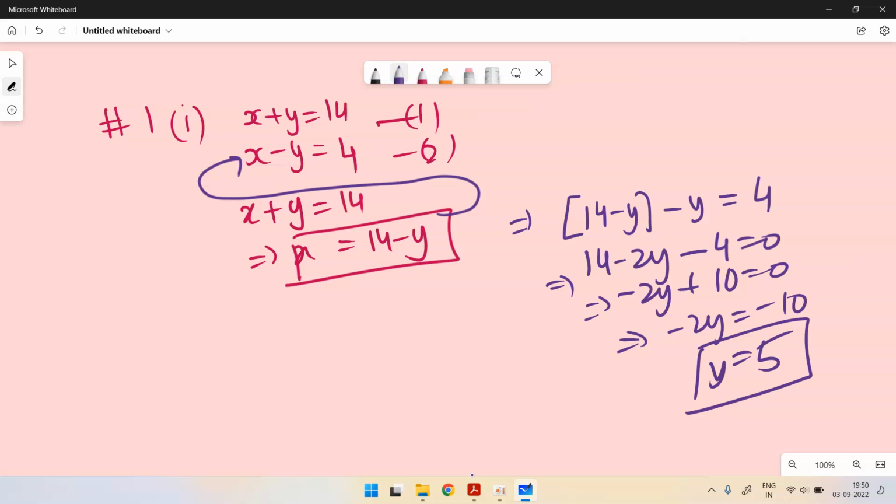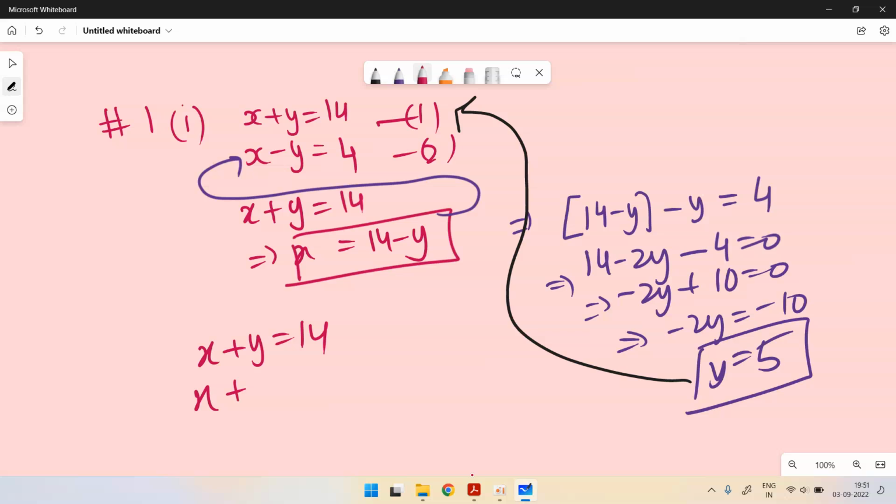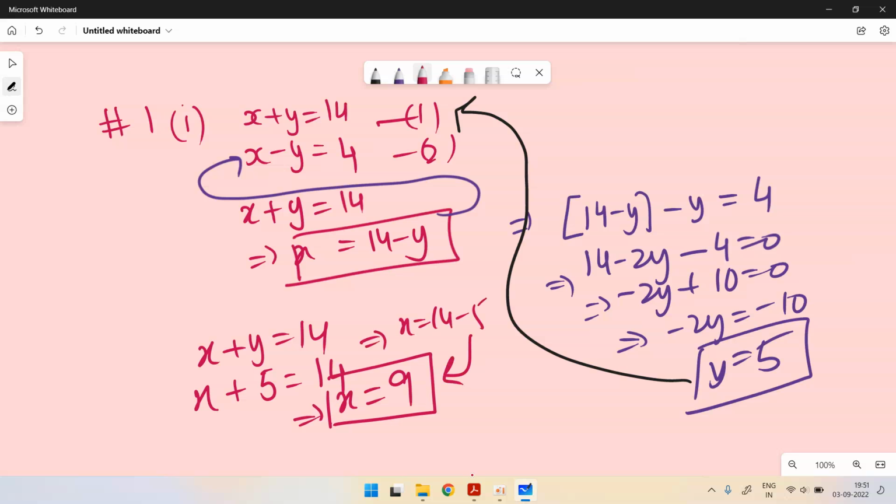So y equal to 5 is the value of y, and if you need to find the value of x, you need to substitute this value of y in any of these equations. I am using the first equation. So for x plus y equal to 14, we already have the value of y as 5, which implies that the value of x is 9. 14 minus 5 is 9. If you add, x plus y is 14, and if you subtract, that is 9 minus 5 is 4. So both of the equations are satisfied.